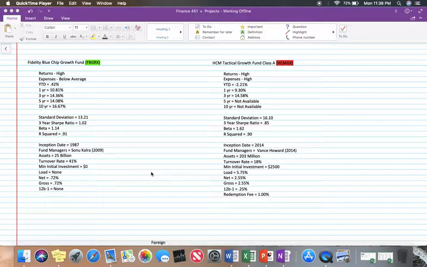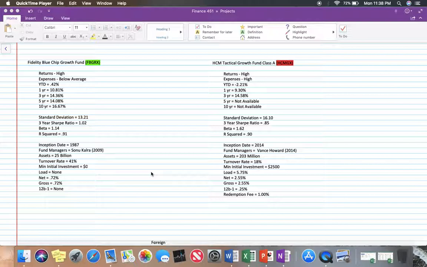The Fidelity Blue Chip has 25 billion in assets compared to 203 million, which is a substantial difference. For the turnover rate, the Fidelity Blue Chip Growth Fund turns over around 40% of its portfolio a year, where the HCM Tactical only moves around 18%. Again, moving to minimal initial investment, the HCM Tactical has a $2,500 initial investment, where the Blue Chip Fund doesn't. Again, that's a barrier to entry, less attractive for future investors. The Fidelity Blue Chip Fund does not have a load, which is very attractive, where the HCM Tactical has a 5.75, which is a pretty substantial load, front end or back end.